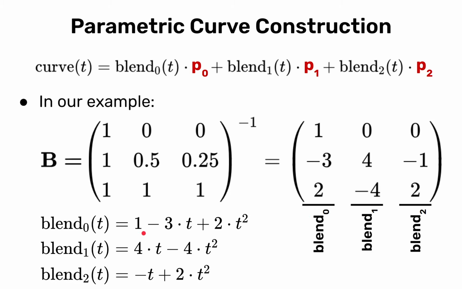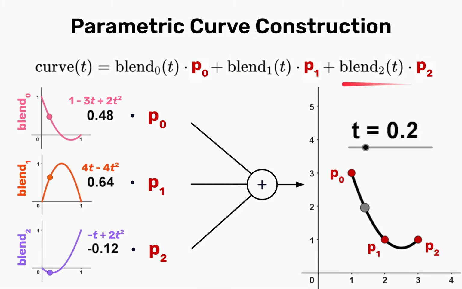Blend 0 is going to be 1 minus 3 times t plus 2 times t squared. Blend 1 is gonna be 4 times t minus 4 times t squared. And blend 2 is going to be minus t plus 2 times t squared. Exactly these coefficients from these rows that are multiplied with t to the 0, t to the first, and t to the second power. We can take these blending functions and fix some P0, P1, and P2 and get our nice parametric curve. And that curve looks like this.